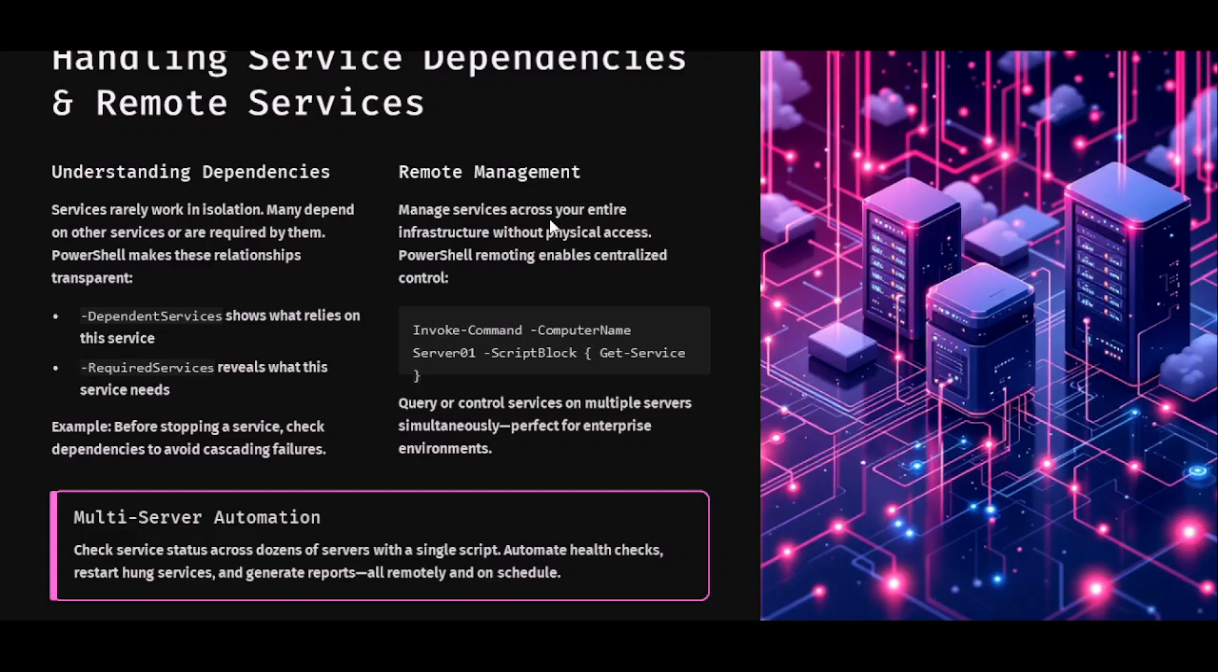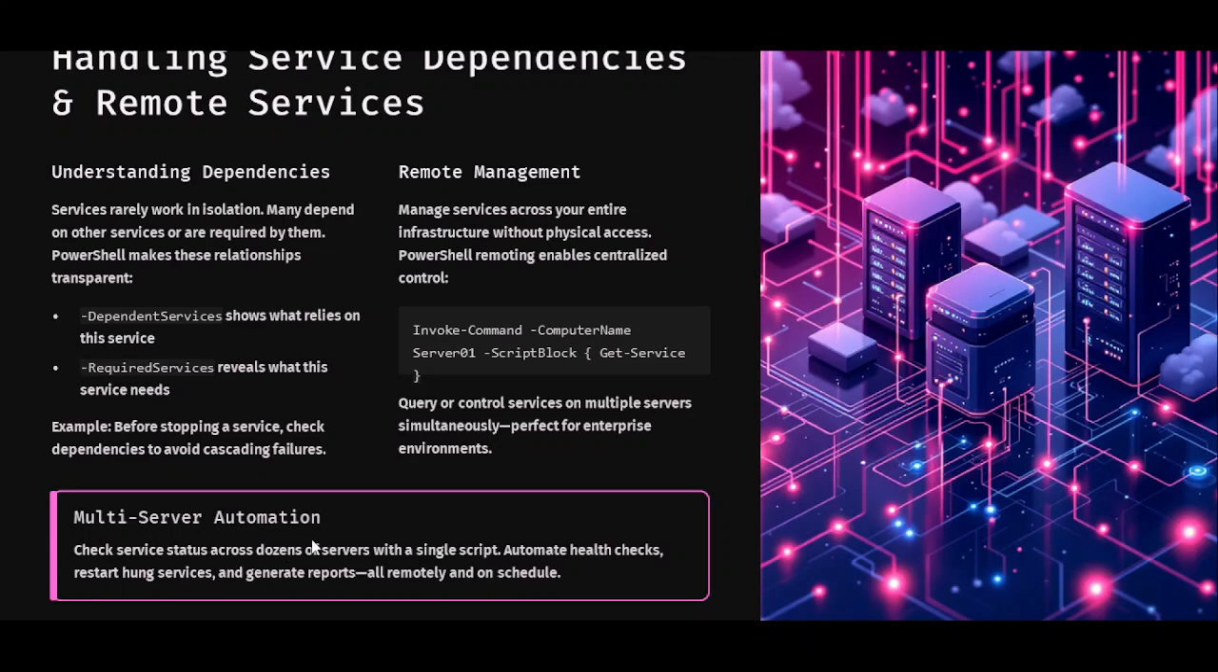Remote administration can be done with Invoke-Command and -ComputerName, and then you can write a script block inside that command. For example, I want to see the services running on Server01. So I use Invoke-Command -ComputerName with the server name, then a script block with Get-Service, and it will fetch all the services running on that remote server.